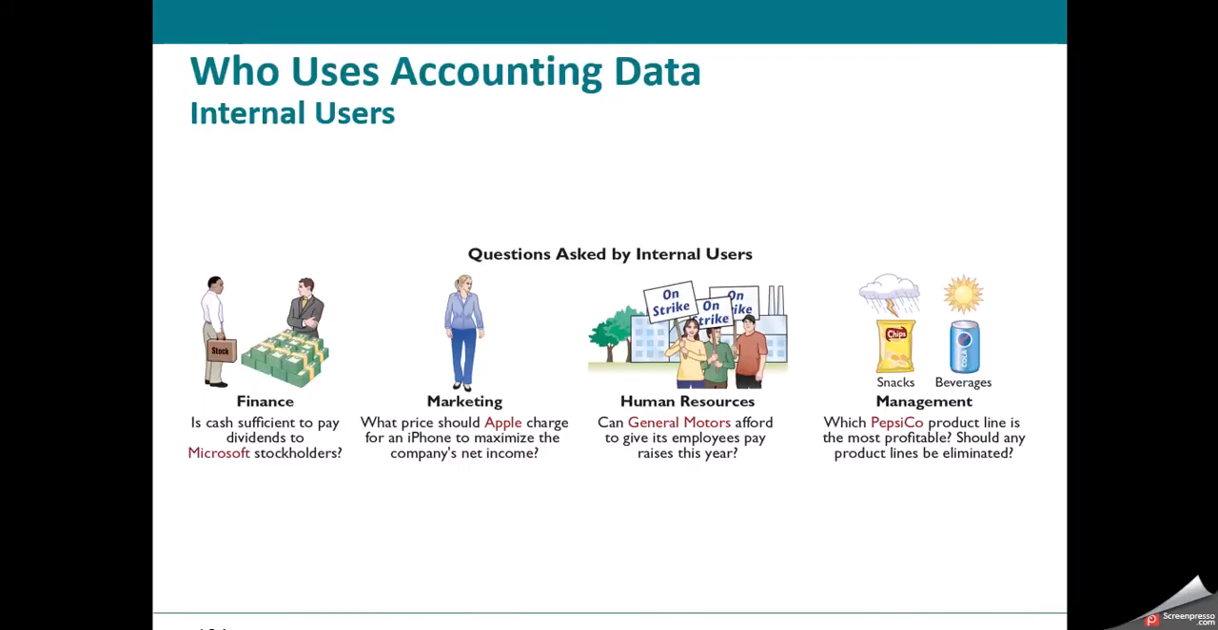So who are those users? This slide shows you the internal users, the people within that company. So the stockholders who are part owners of that company, the marketing department, our human resources department, the production management line, all of those people use accounting data to make decisions about the business and to make themselves more efficient and the business stronger.